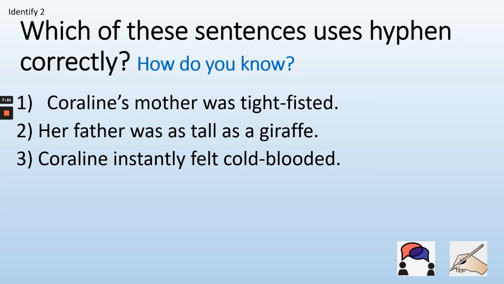Okay, let's have a look. So, Coraline's mother was tight-fisted. Tight-fisted, we can hyphen. So that's been used correctly. Her father was as tall as a giraffe. A hyphen has not been used. We know that's a simile. Coraline instantly felt cold-blooded. The hyphen has been used correctly between cold and blooded.